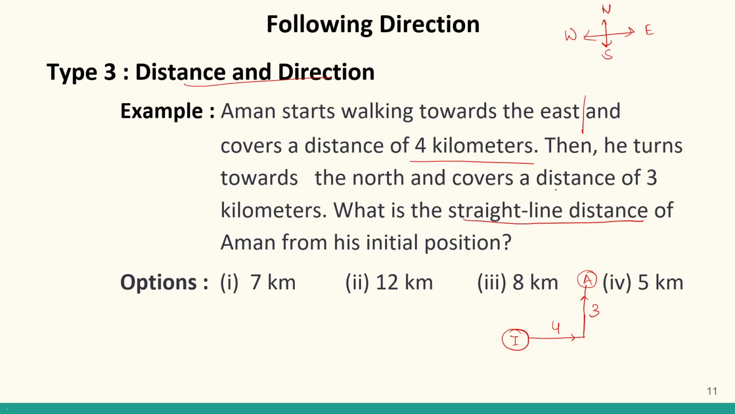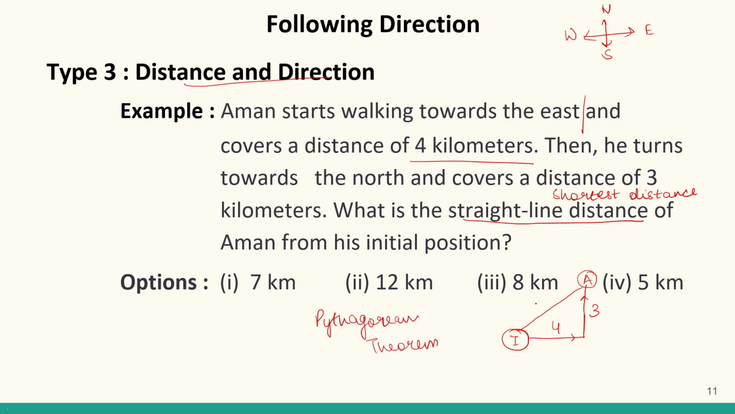Straight line distance basically means the shortest distance. This is the other word. So in a question, if you see you have to find the straight line distance, that means you have to find the shortest distance. So if you have to find the shortest distance, we just discussed it, right? We use the concept of Pythagorean or Pythagoras theorem.